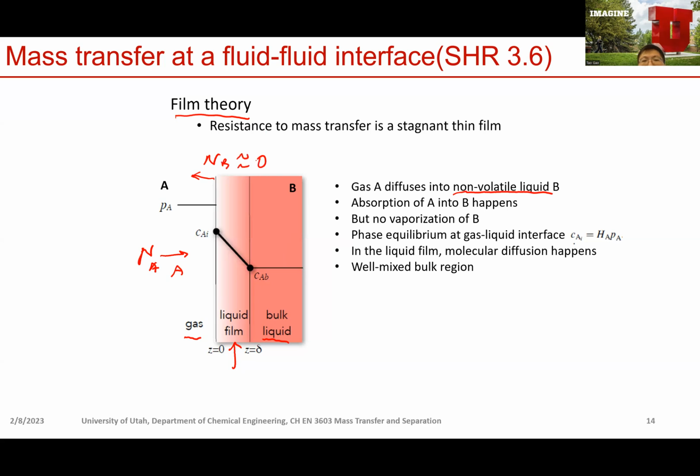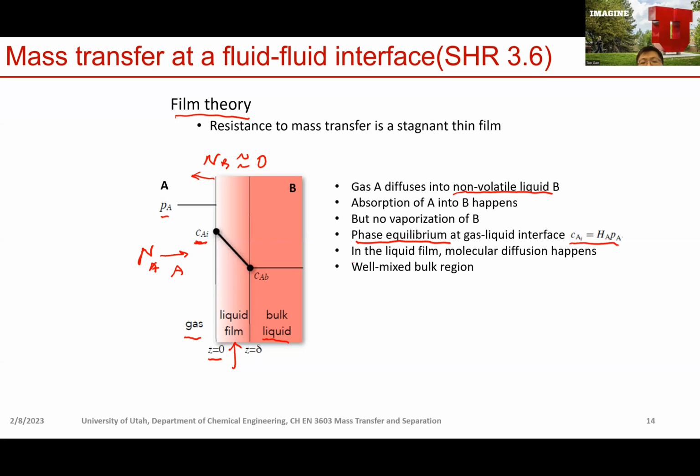This is negligible, right? Once A diffuses into B, it will basically be absorbed by B. And if we assume there's phase equilibrium at the gas-liquid interface, so that's at Z equals 0, this interface, then phase equilibrium here means that the concentration of A at the interface is proportional to the partial pressure of A in the gas phase, right? And typically we use Henry's law to relate that.